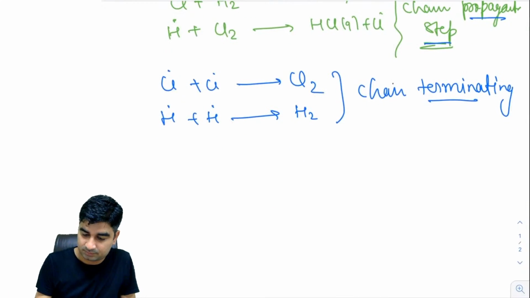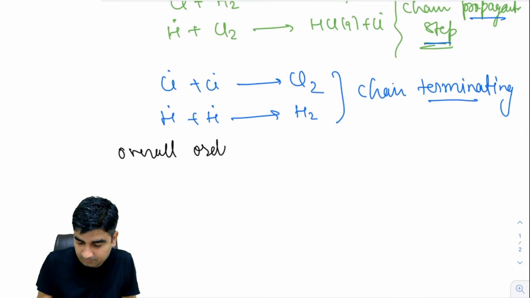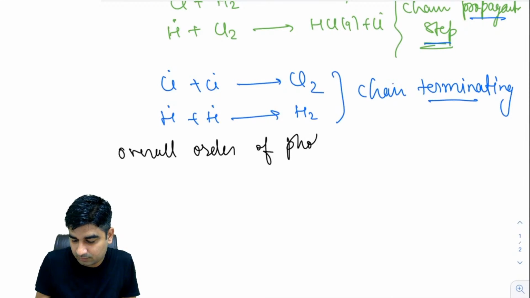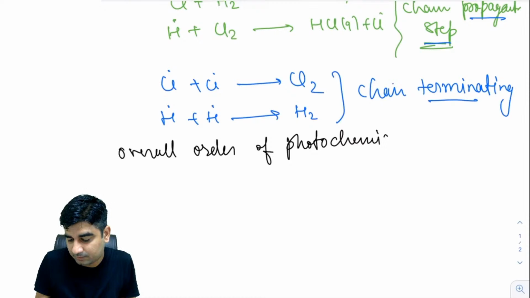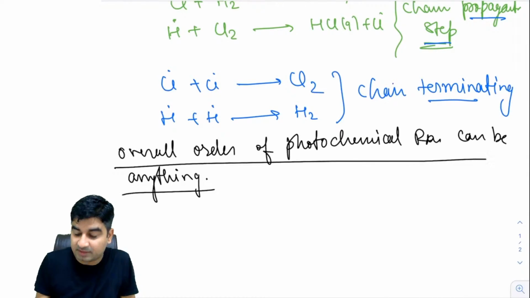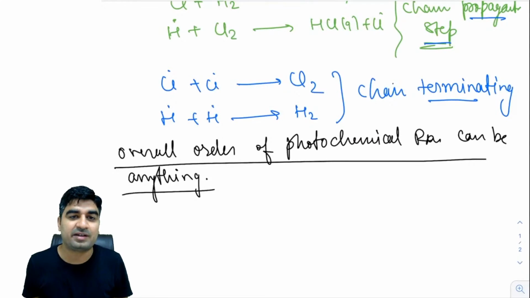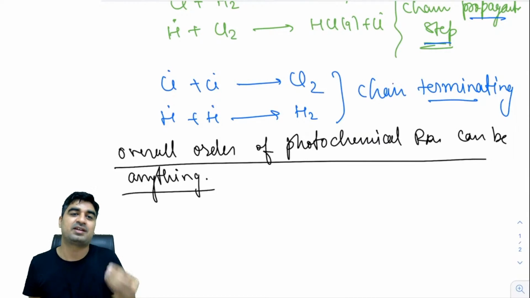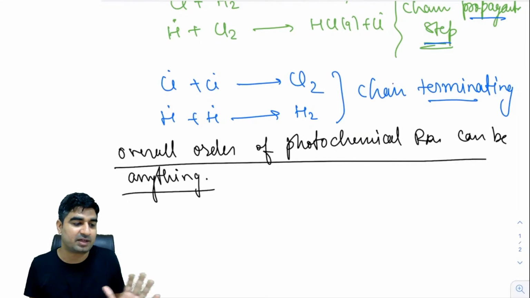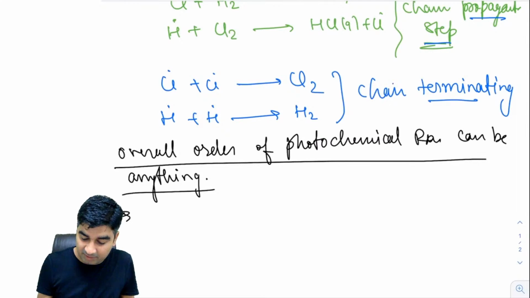The overall order of a photochemical reaction can be anything. Why I'm saying anything is that most of the time people think all photochemical reactions are zero order. No, it's wrong. It can be fractional, it can be 1, it can be negative, it can be anything like a normal order.